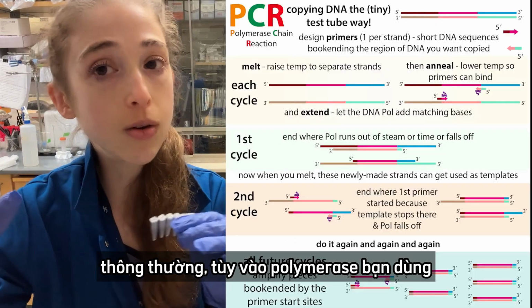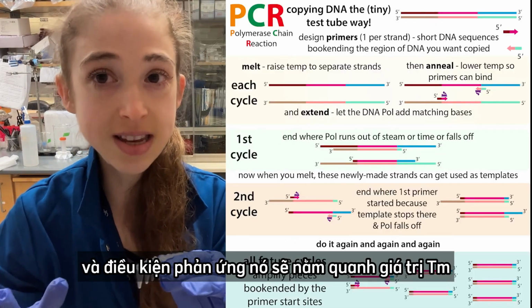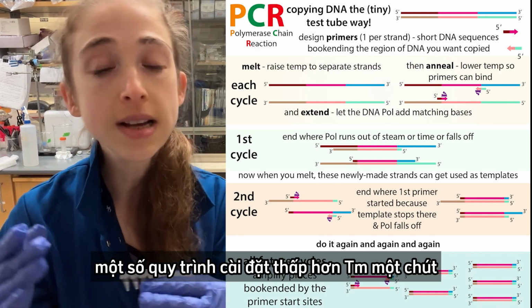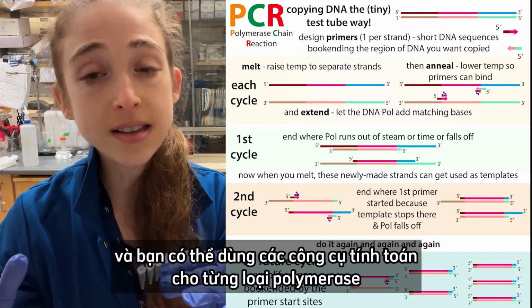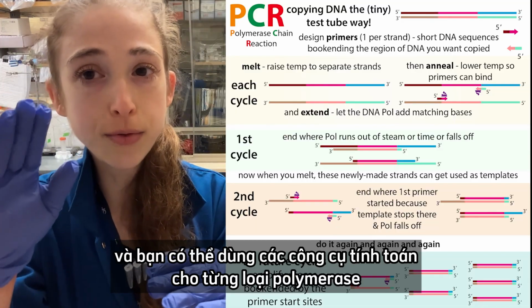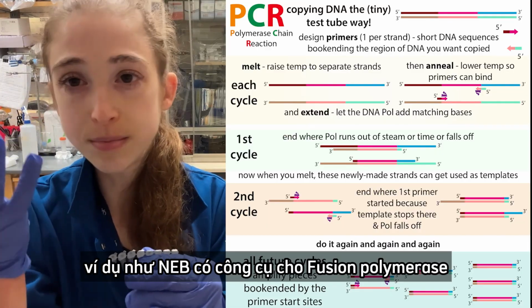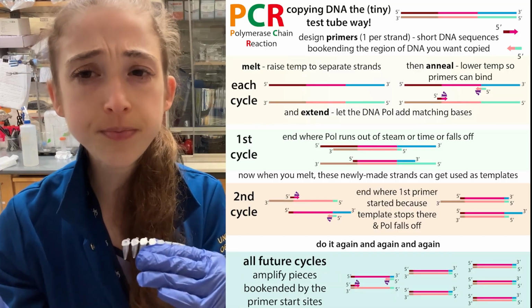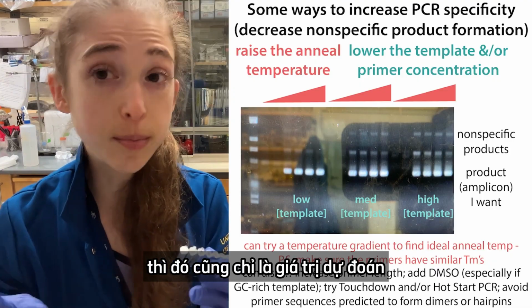Typically, depending on what polymerase you're using and what conditions you're using, it'll be somewhere around that Tm. Some protocols have you do it a little below the Tm. Some protocols have you do it a little bit above the Tm. So use a calculator for the polymerase that you're using, such as NEB has a tool for Fusion, which is the polymerase that I use. When you set this temperature, the Tm is just a prediction.